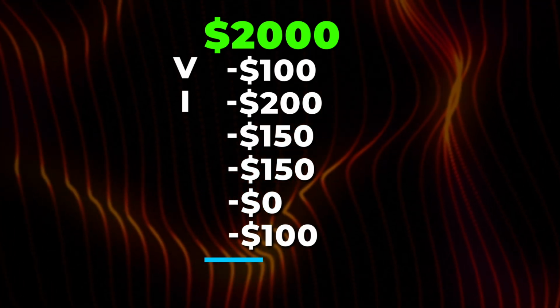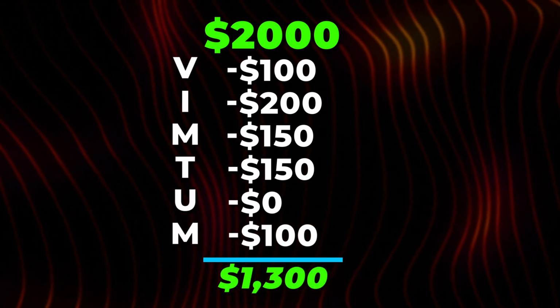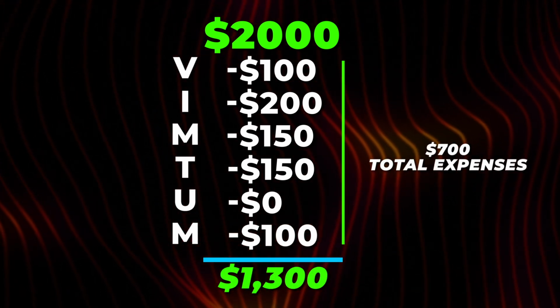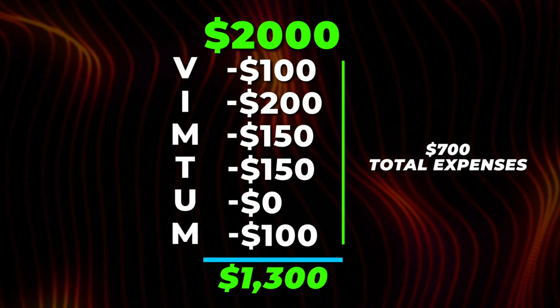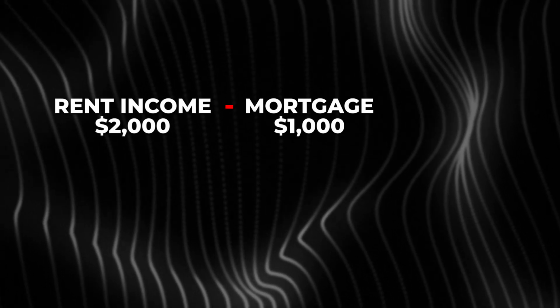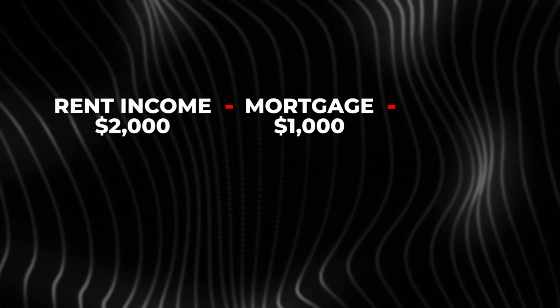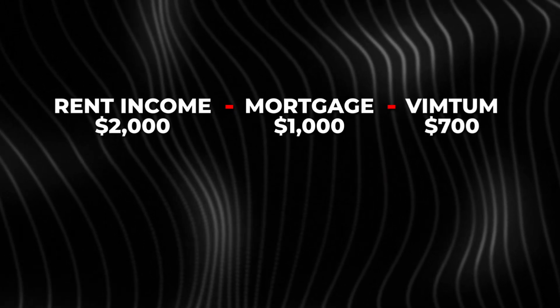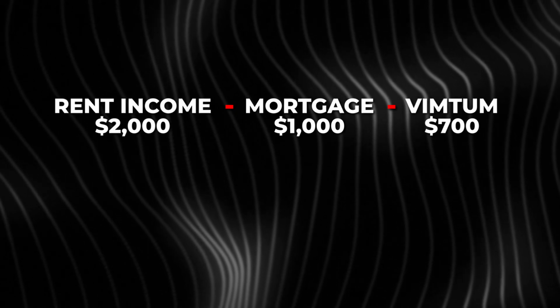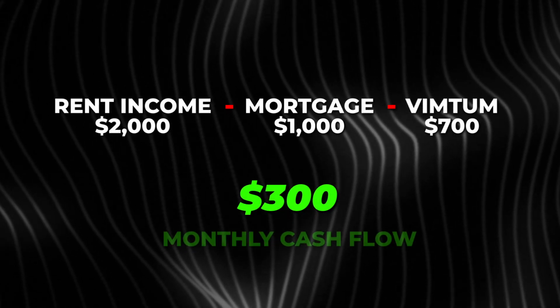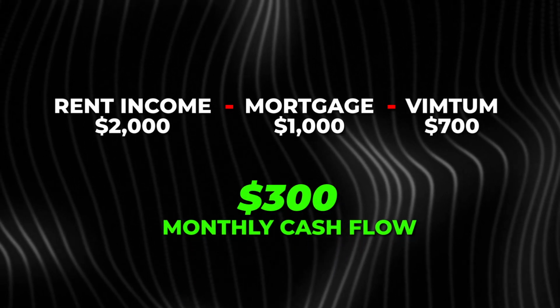All right, now that you can see all the common recurring expenses, we can figure out your cash flow. It's $2,000 rent income minus $1,000 of mortgage principal and interest minus $700 of those VIMTUM operating expenses, and you got $300 of monthly cash flow. That's what that's called. And this cash flow is specific to your one individual rental property.